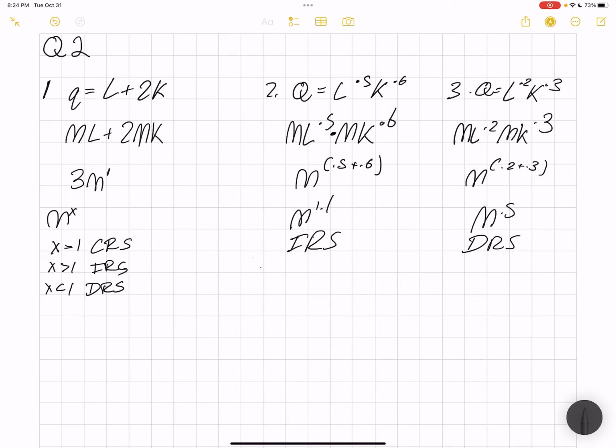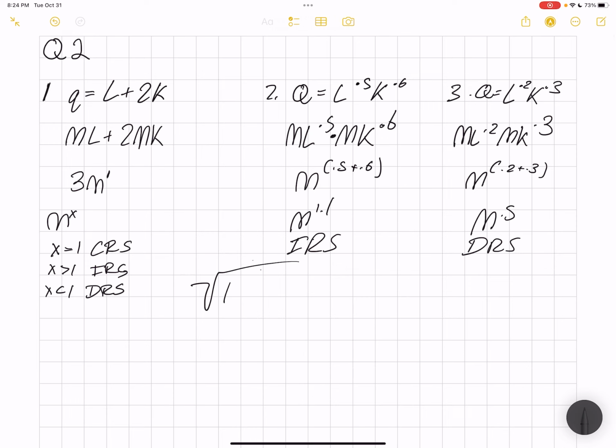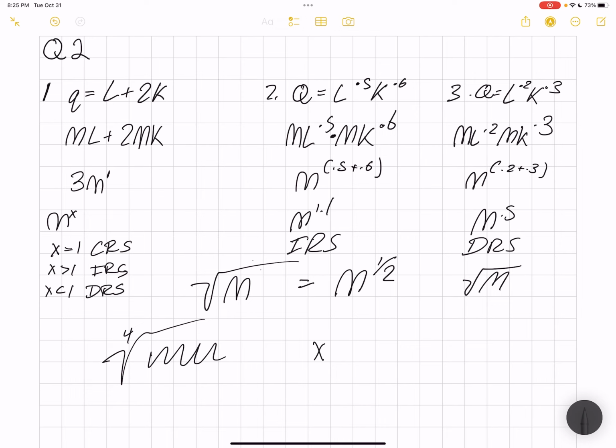A little tip for the quiz and for the test: if you see a square root sign over an M, or over a term that M is involved in, that's the same thing as M to the 1/2. So right here, M to the 0.5 can also be written as square root of M. Also, if you have to take a square root and you don't have a calculator that can do it, or if you have to take a 4th root of something, if you put that number to the power of 1/4, that's the same as saying a 4th root. All right, so that's everything we need from question 2.